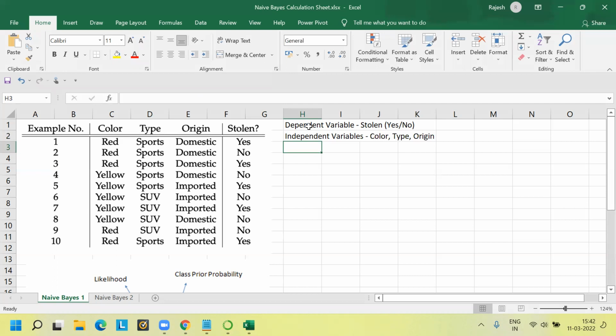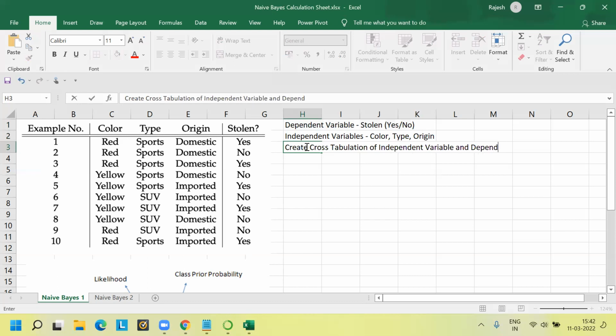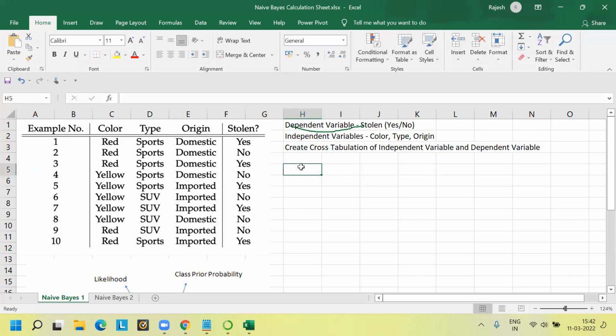All right. The first step is to create cross tabulations. Create cross tabulation of independent variable and dependent variable. Create cross tabulation of dependent variable and independent variable. So the cross tabulation will be created.